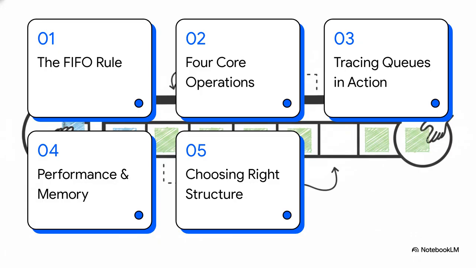All right, here's our roadmap for today. We'll start with the FIFO rule, look at the 4 core operations, trace queues in action, check out performance and memory, and finally, figure out how to choose the right structure.